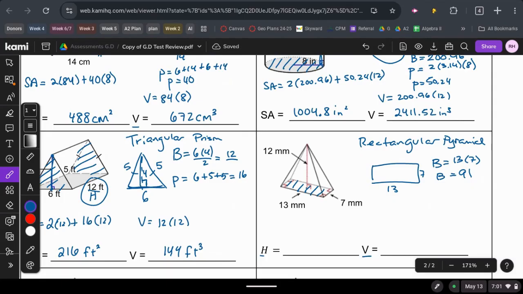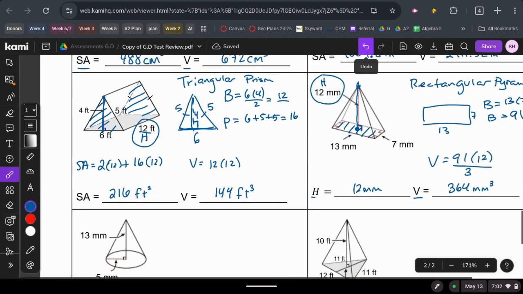The height of the pyramid goes from the center of the base, forming a right angle to the vertex. So that would be the 12. So 12 is our capital H, and we have 12 millimeters. The volume is just taking the area of the base, which is 91, and multiplying by the height, 12. But since it's a pyramid, we only want 1/3 of that, so we're going to divide it by 3. This gives us 364. Our units are millimeters, and volume is cubed.